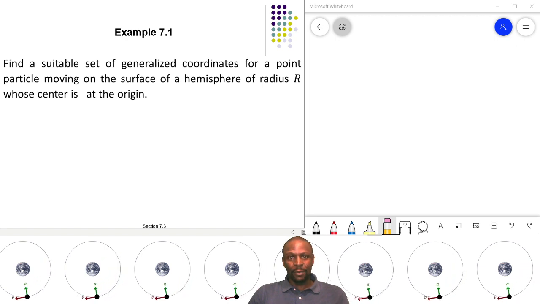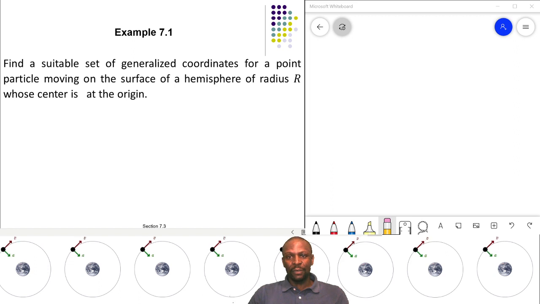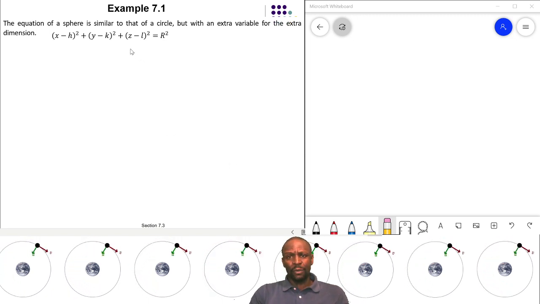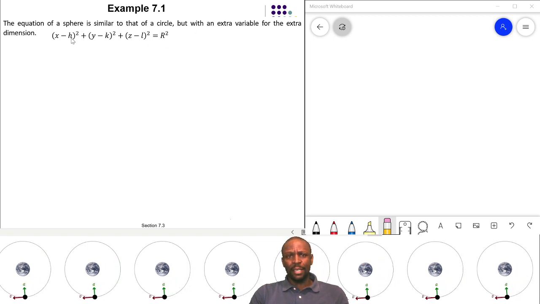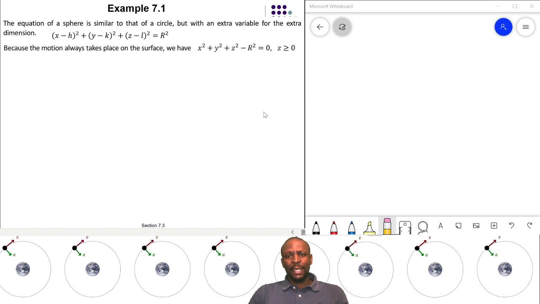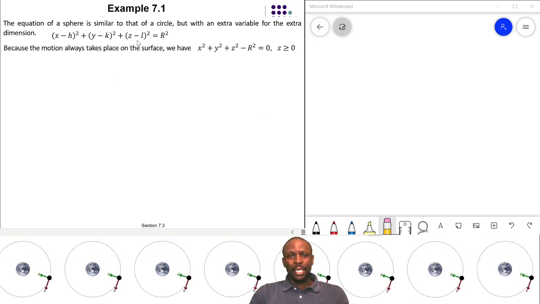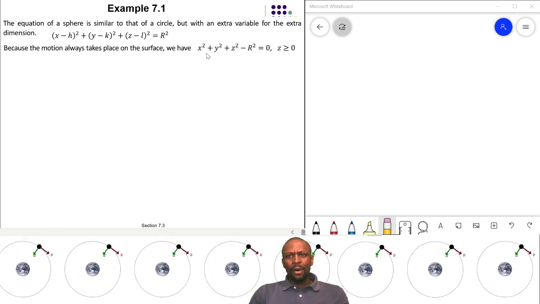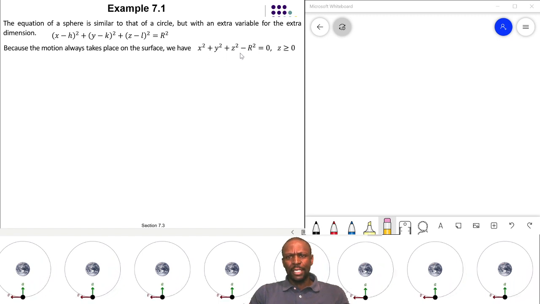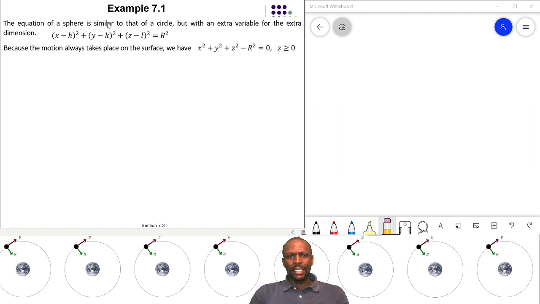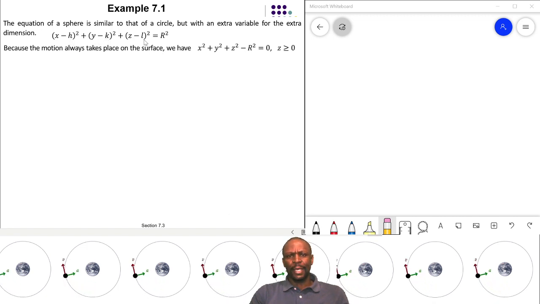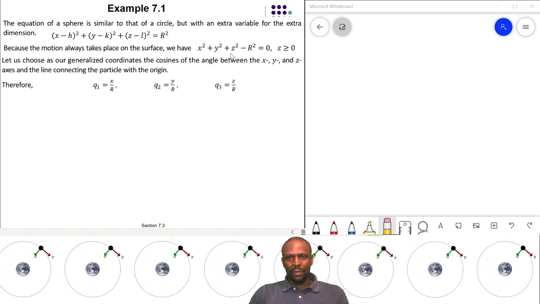Now let us first do example 7.1, which states that you have to find a suitable set of generalized coordinates for a point particle moving on the surface of a hemisphere of radius r, whose center is at the origin. Now, if you solve that, the equation of the sphere is similar to the equation of the circle, but it's got some extra dimension. For example, it's got h, k, and l. Now, because the particle is moving on the surface, this h, k, and l will just be zero, and then the equation will be given by this equation. This is the same equation, because the motion takes place only on the surface. Therefore, h is equal to zero, k is equal to zero, and l is equal to zero. Therefore, the equation will be given by that equation.